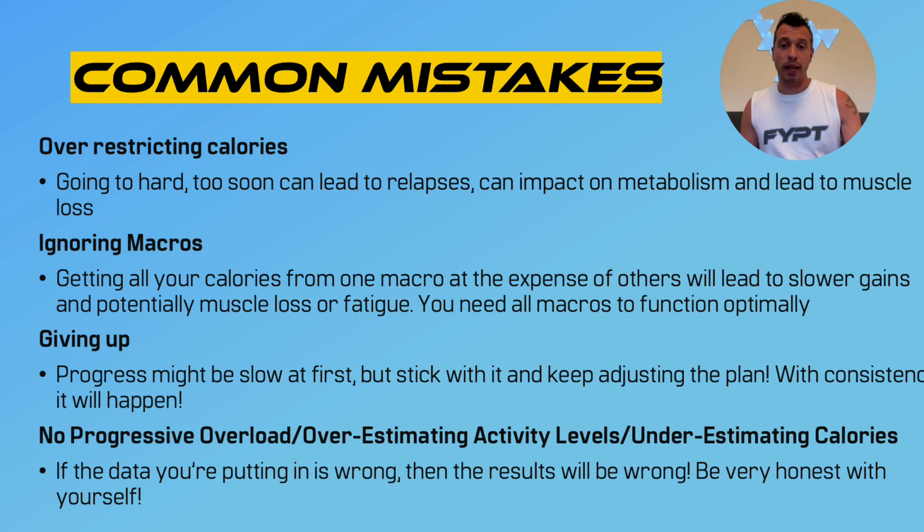Okay, so some common mistakes. Certainly over-restricting calories, going in too hard. If it's such a stupid amount of calories, like 1,500 calories for an adult male, you're way off. You don't need to be cutting at that rate. You're not rushing. You need to do it sustainably.